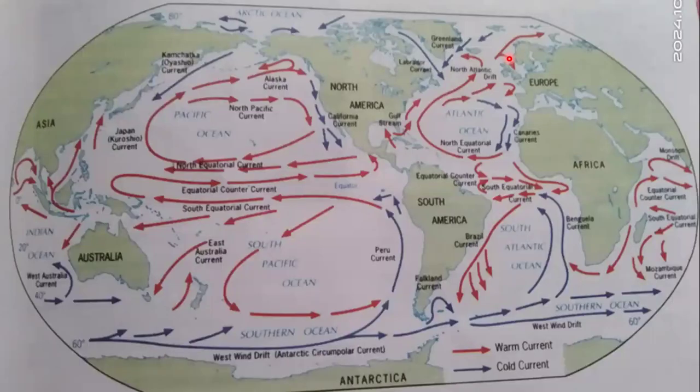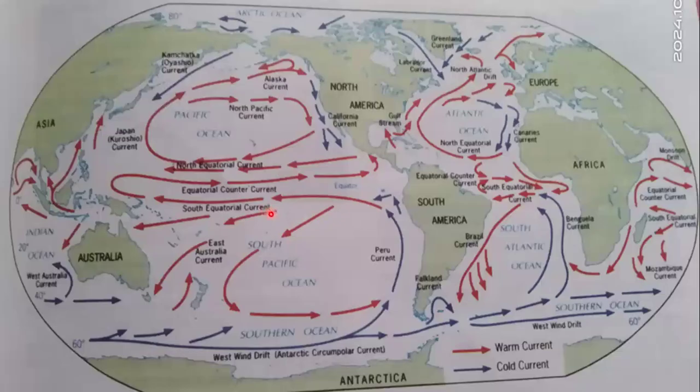The topic of the day is ocean currents. General movement of a mass of oceanic water in a definite direction is called ocean currents. These are similar to rivers flowing on the surface of the earth. The speed of movement of ocean currents generally varies between 2 kilometers and 10 kilometers per hour.